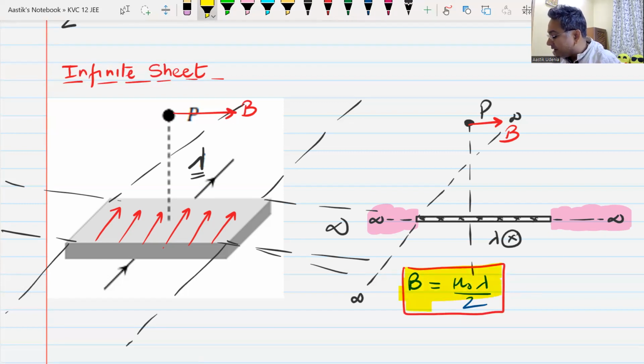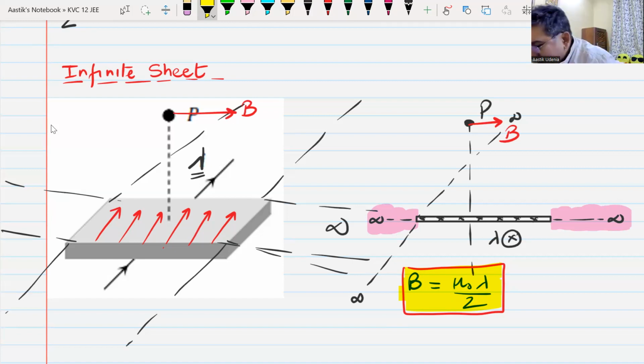Mu naught lambda by 2. This is the magnetic field due to an infinite sheet of current at any point located symmetrically with respect to it. Mu naught lambda by 2 is the answer.